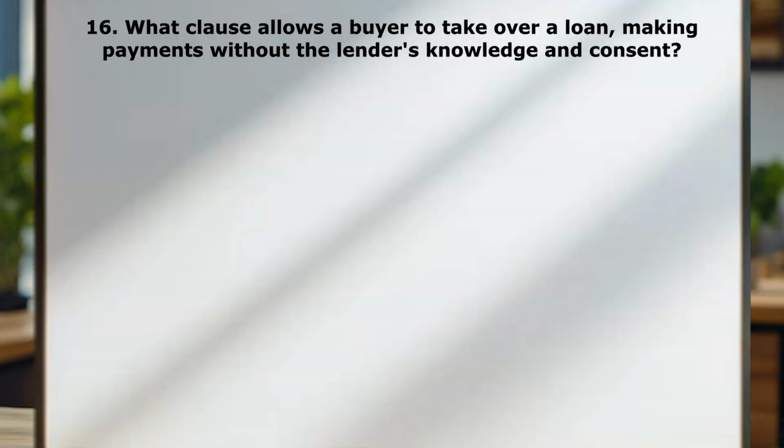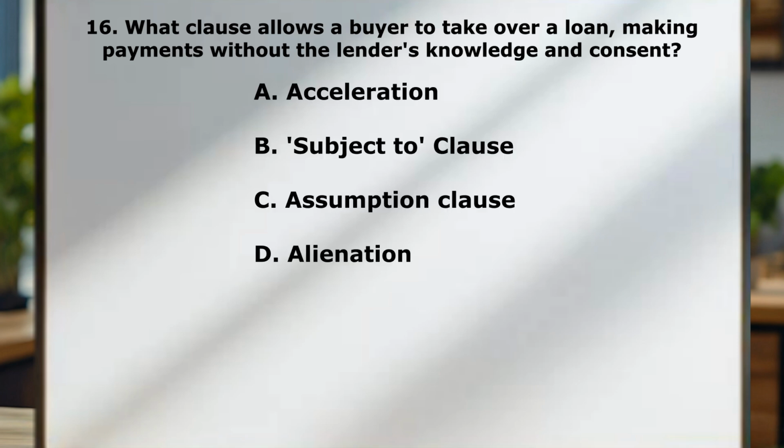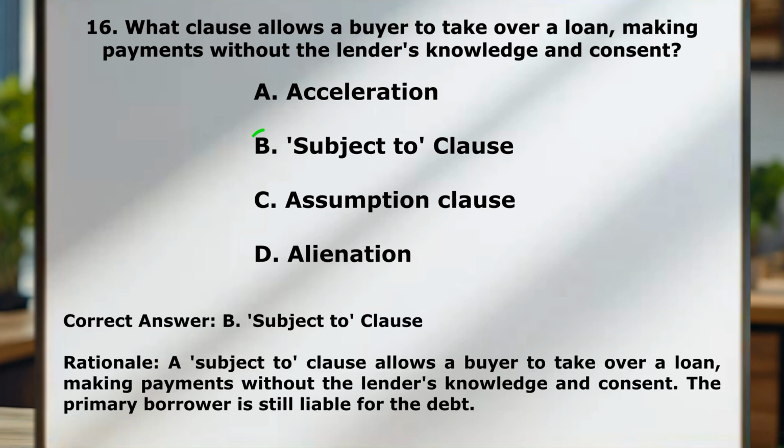Question number 16. What clause allows a buyer to take over a loan, making payments without the lender's knowledge and consent? A. Acceleration. B. Subject to clause. C. Assumption clause. D. Alienation. Correct answer here is subject to clause. So a subject to clause allows a buyer to take over a loan, making payments without the lender's knowledge and consent. The primary borrower is actually still liable for the debt though.